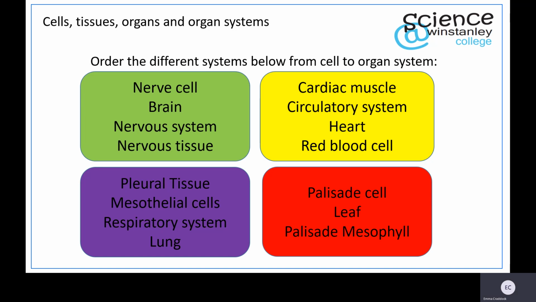So this is a little task for you now. Each box contains a different system. It has an example of a cell, a tissue, an organ, and an organ system. I would like you to put them in order, from cell to organ system. Pause the video and have a go.